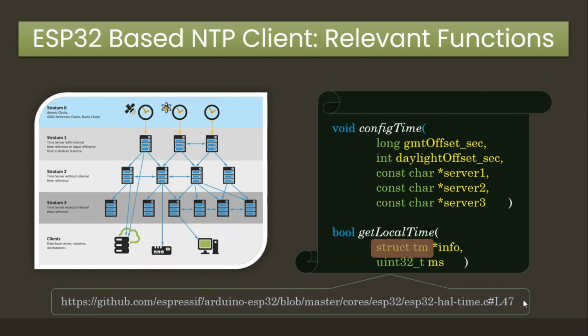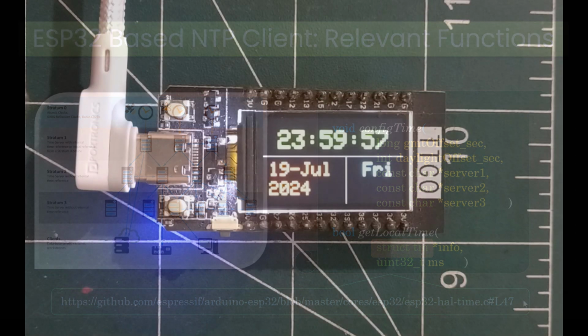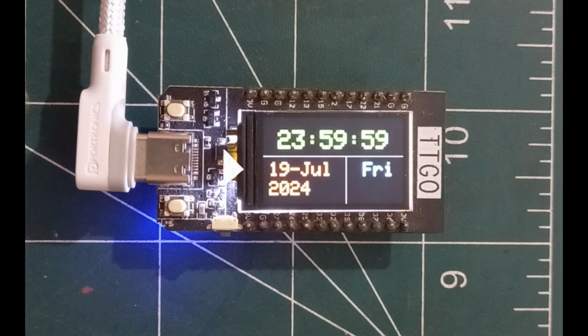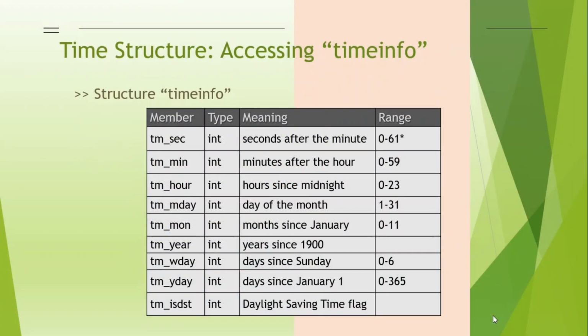In the previous video on this topic, both of these functions were used in the sketch. In the current video, we will learn about the time structure, which will enable us to read and use time information in our program as required. For example, to detect when the date changes, we need to know how to extract the date from the time structure. The time-related information in the tm structure is displayed in the table.